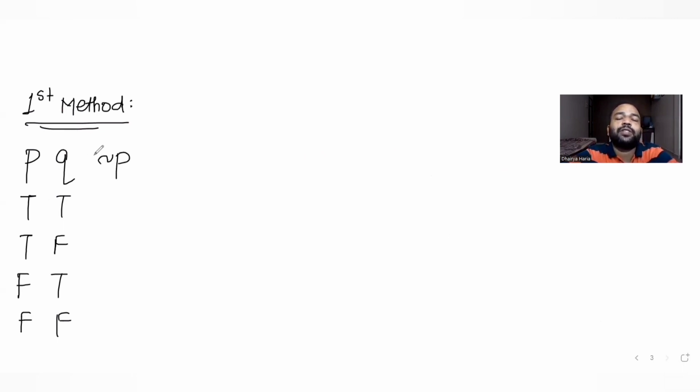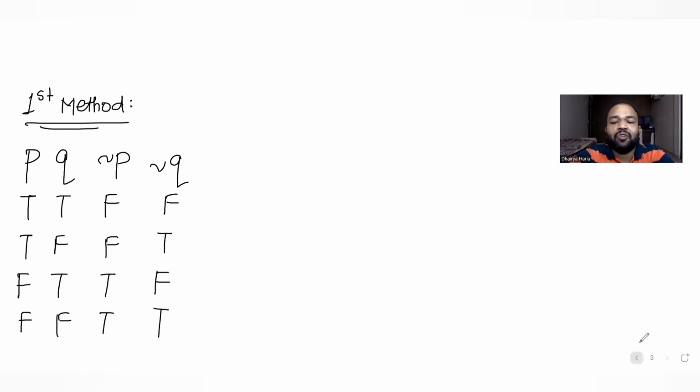Negation P is just the opposite of P's outcomes. So if this is true, this becomes false. This is true, this becomes false. This is false, this becomes true. This is false, this becomes true. Negation Q is just the opposite of Q. So if you have T here, you write F, and if you have F, you write T. So you get F, T, F, T.